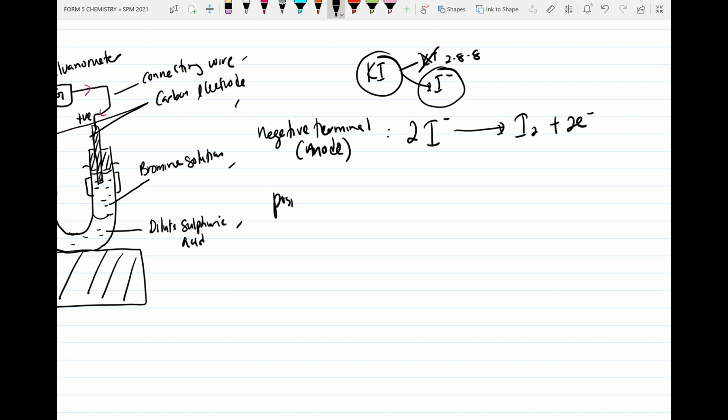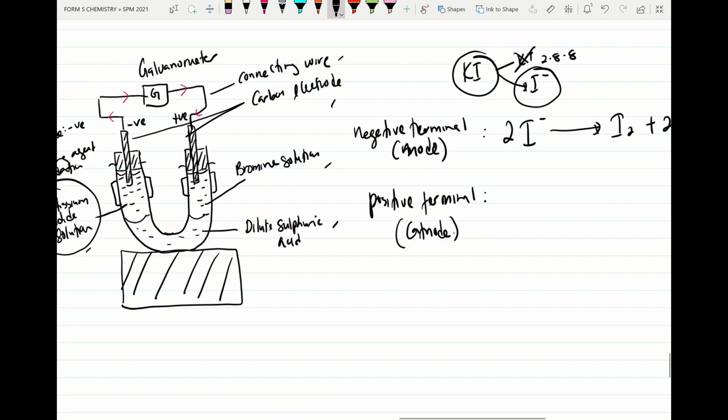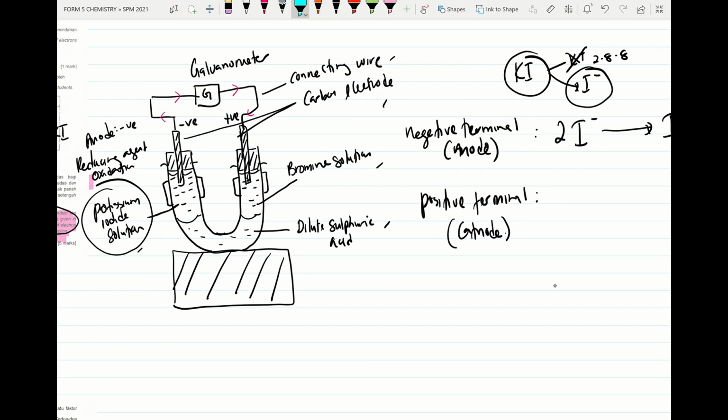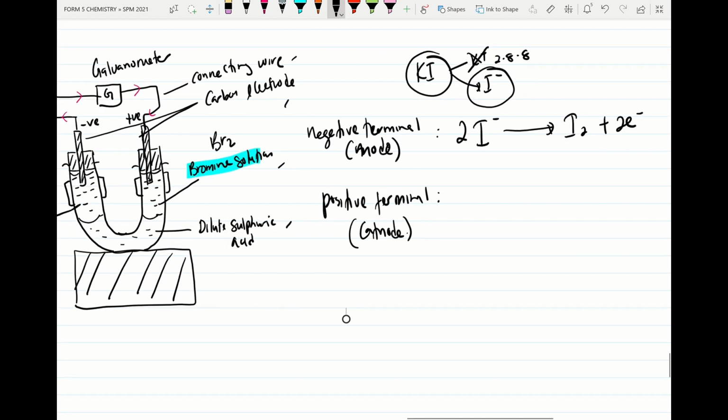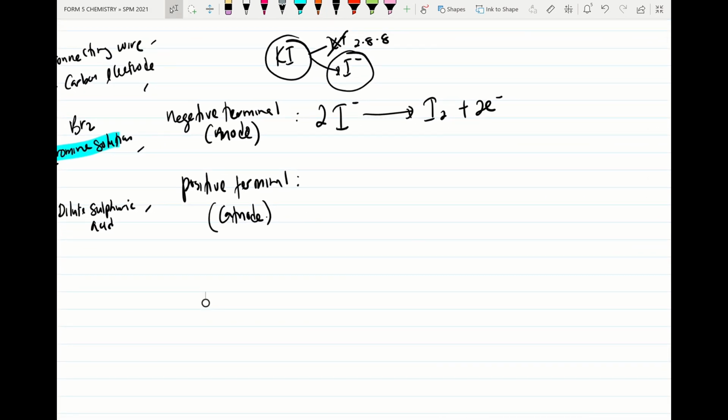All right, so we go for the positive terminal. The positive terminal will act as the cathode. Here at the positive terminal we have bromine solution. Please remember bromine solution is Br2, not Br, and this bromine solution acts as the oxidizing agent. So I take the bromine molecule plus 2 electrons to give 2 bromide ions. So this is the half equation.